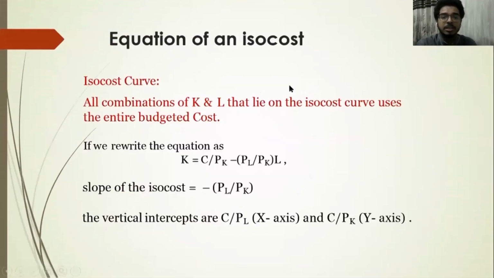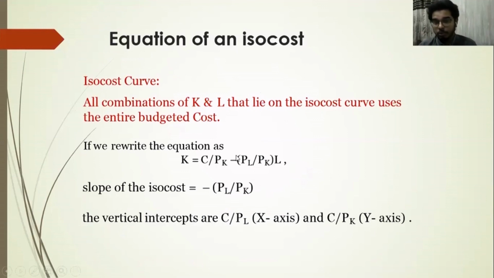The equation can be written differently, and we see here that total capital being used is cost divided by the price of capital minus PL by PK, that is price of labor by price of capital, into the labor. So the slope is minus PL by PK, right? The slope of the isocost curve.